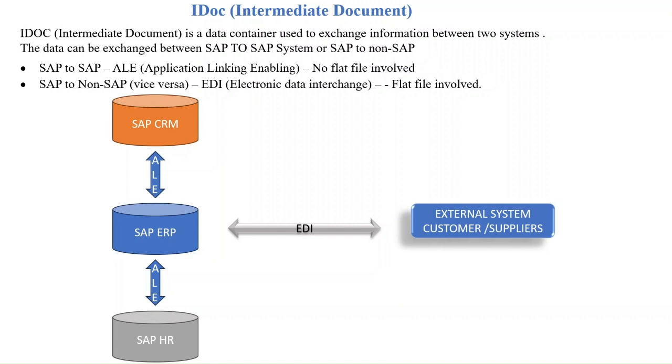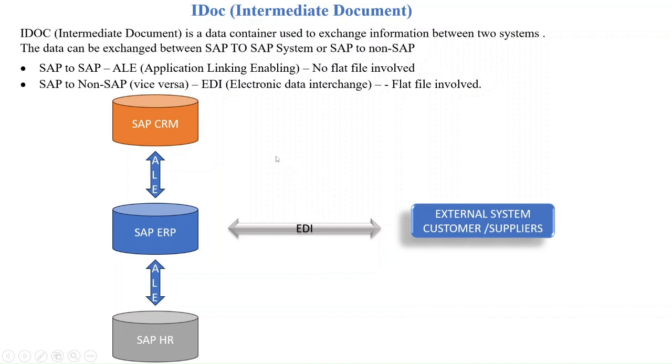It can be any order like purchase order, sales order, delivery order, billing, any document can be sent or received through IDOC. IDOCs are of two types. SAP to SAP means ALE, application linking enabling. There will be no flat file involved. And SAP to non-SAP or vice versa is EDI, electronic data interchange. There will be a flat file involved, like a middleware tool will be involved in EDI.